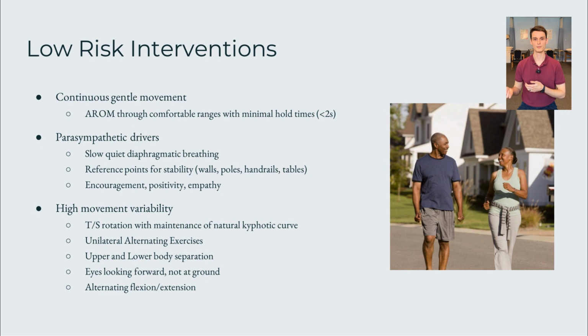I think in general, high movement variability is more the way to go early on, where you're doing alternating unilateral exercise, separation of lower and upper body movement, things where you're cueing them to look forward with their eyes as opposed to looking at the ground, and going through full ranges between flexion and extension. In general, I would describe these as activities more inspired by a pattern of the gait cycle, where your body naturally rotates from the upper body opposite to the lower, and the right side of your body is doing the opposite thing of the left side. Those sorts of things tend to be more calming and relaxing to the system as opposed to things where you're bracing and creating excessive stability.